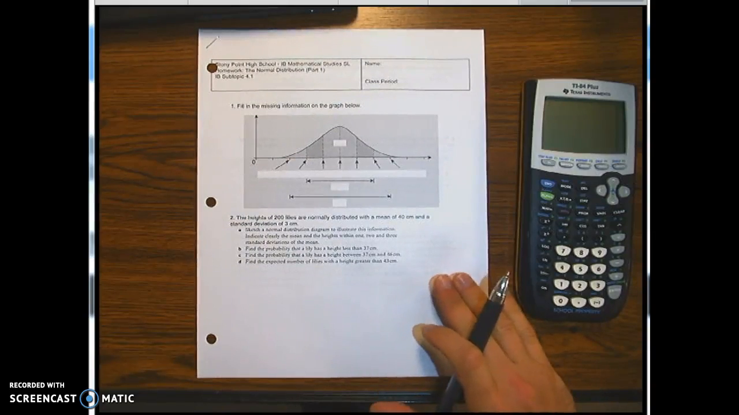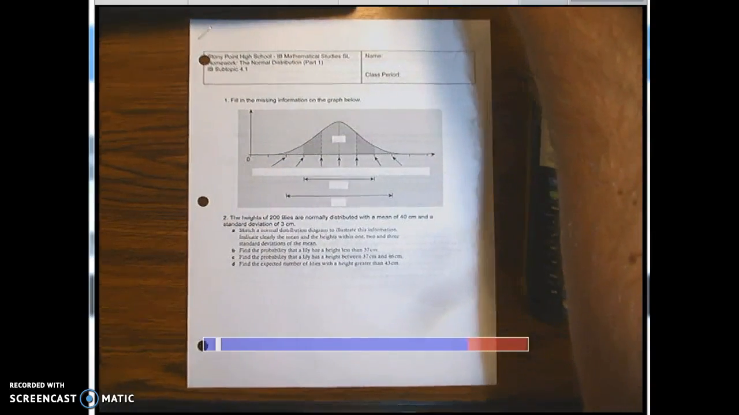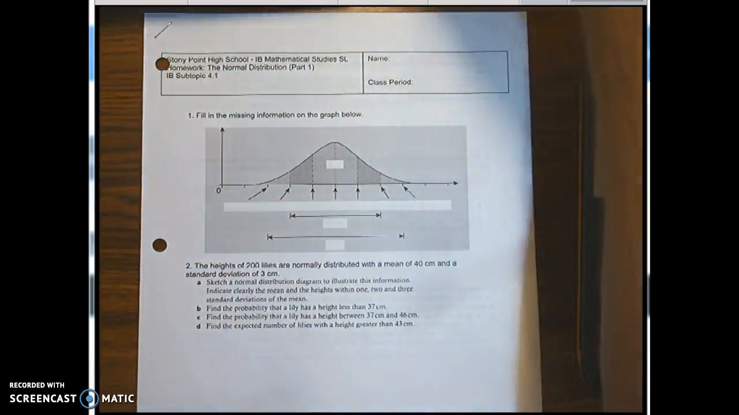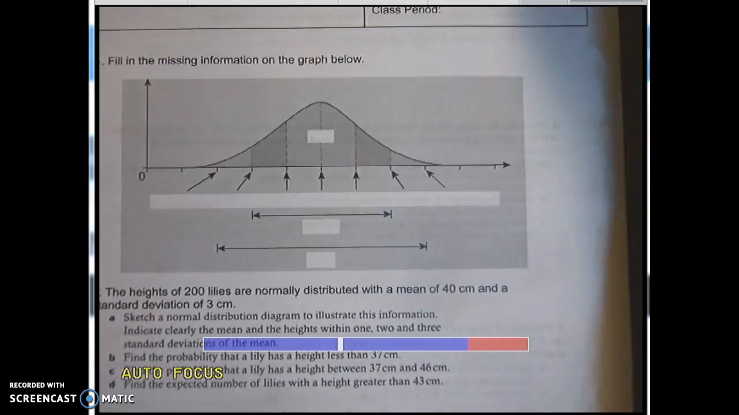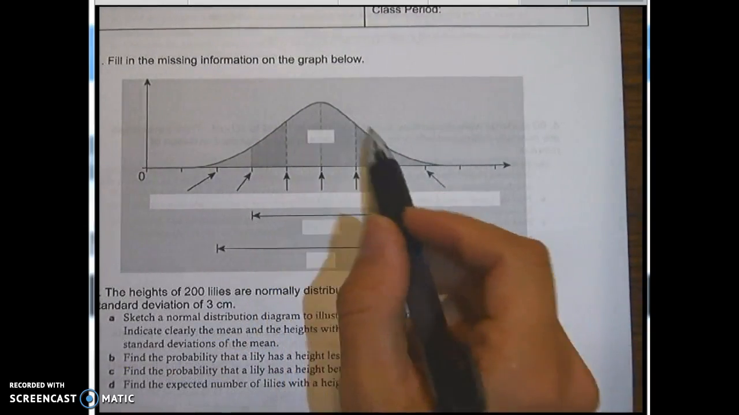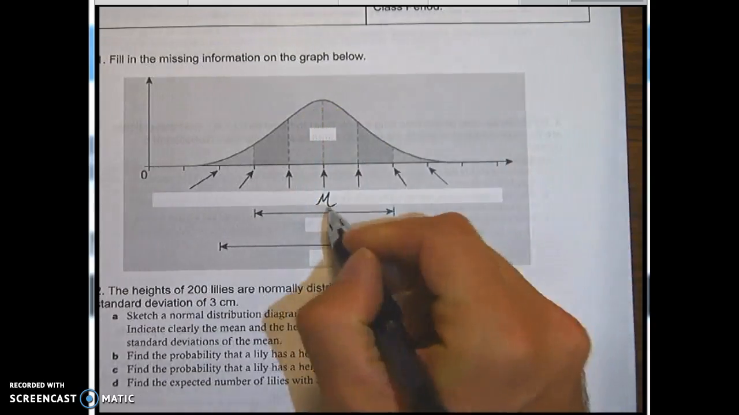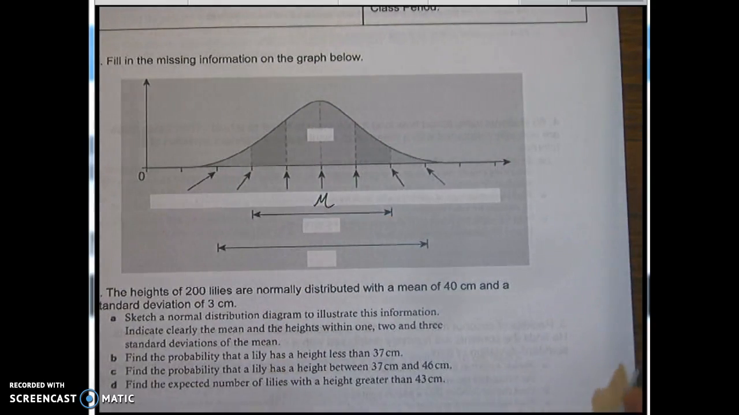This is Mr. Alexander, and today I want to talk to you about the normal distribution, at least the first part of it, and that's IB Subtopic 4.1. The normal distribution has this nice bell curve, and right in the middle of it is the mean, the median, and the mode. We use this mu to represent the mean.